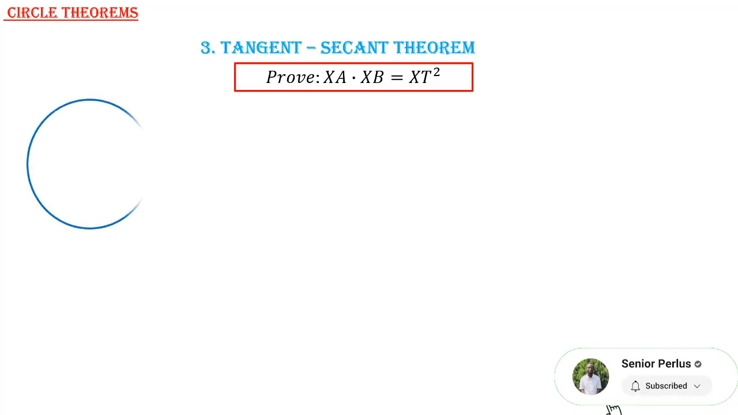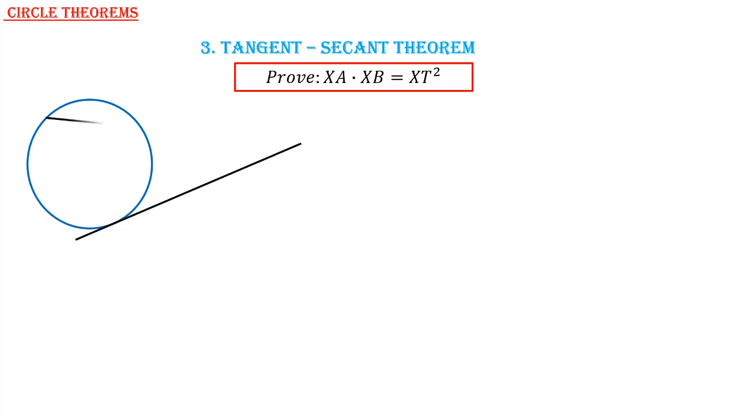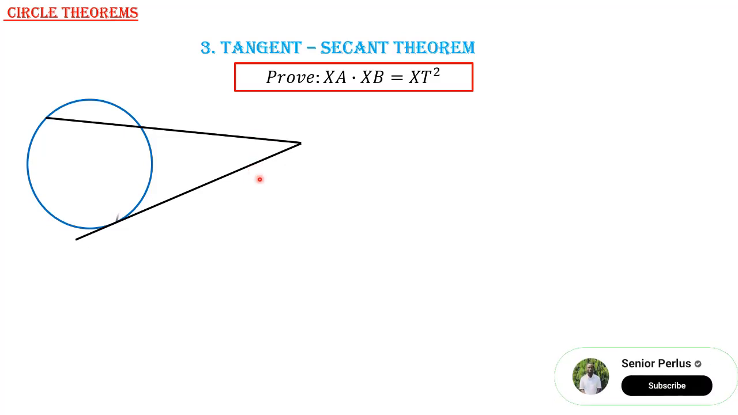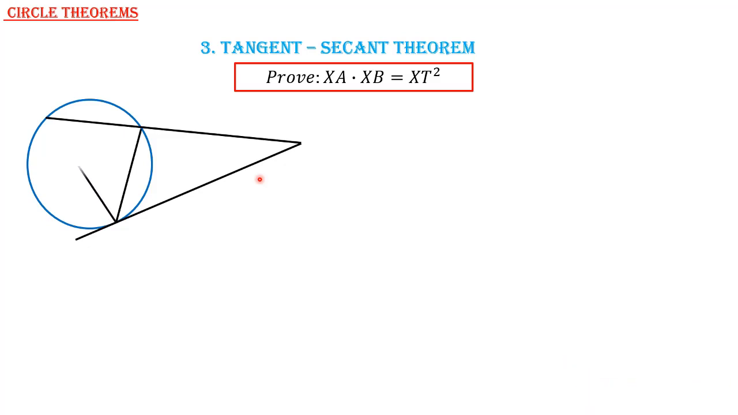So this is our diagram, and that's our tangent, a line that touches the circumference. And this one line cuts the 2 points of the circle, that's the secant. So this is our secant, this is our tangent. Okay, that's why I say tangent secant theorem. So let's join this line here, another line here, so that we can prove it with ease. So therefore, this is our diagram.